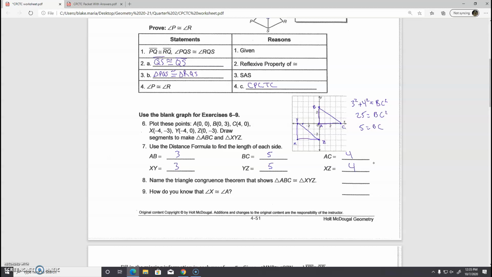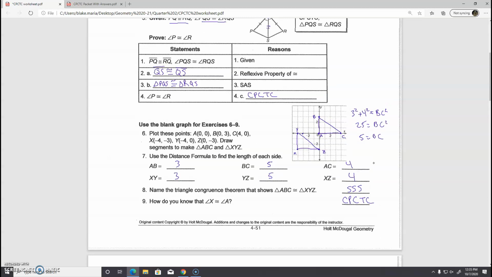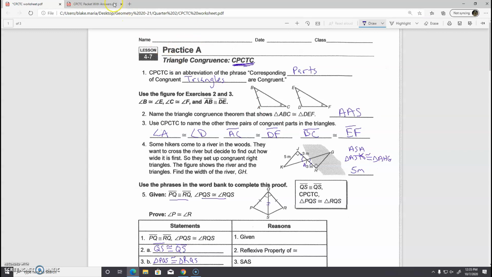Why are these two triangles congruent? Because of side, side, side. We just proved that they have 3 sides in common. So how do you know angle X is congruent to angle A? So notice I just proved my triangles are congruent. So if my triangles are congruent, my parts are congruent. CPCTC. If my triangles are congruent, the parts are congruent. So that's it for notes.